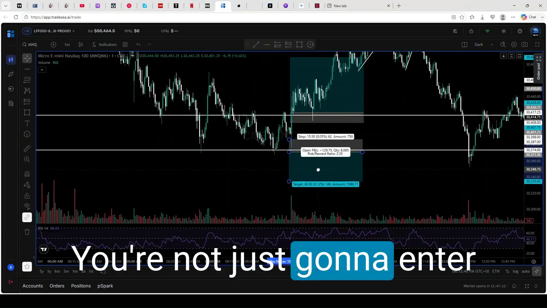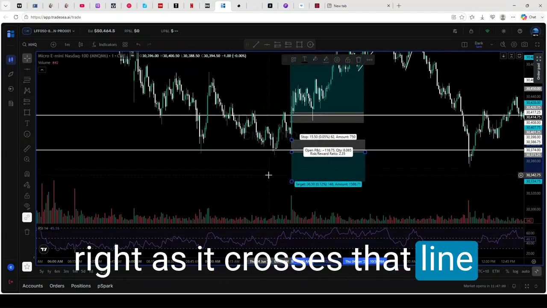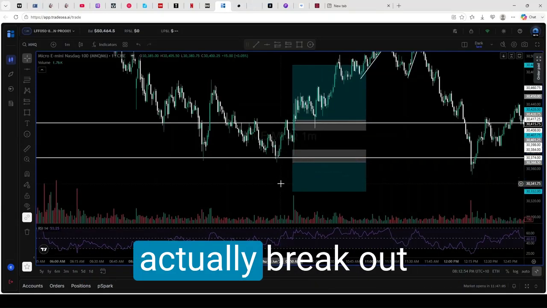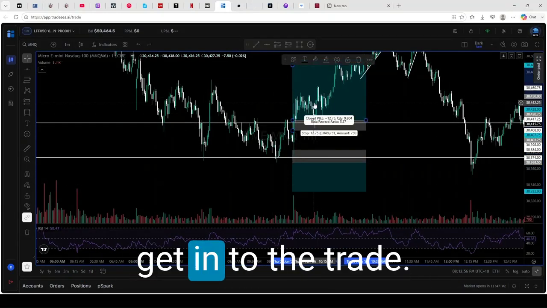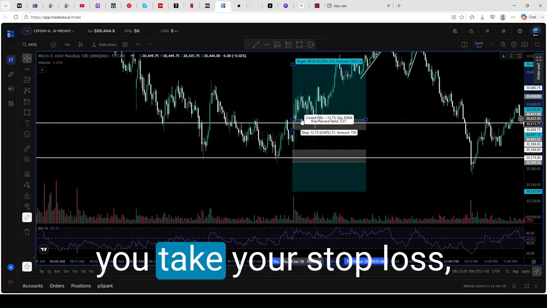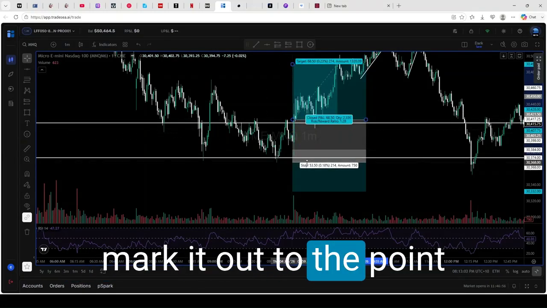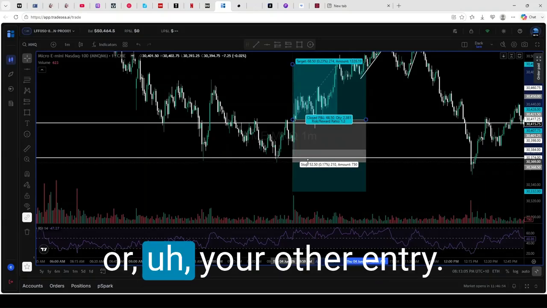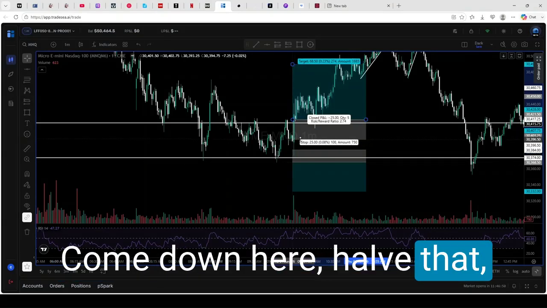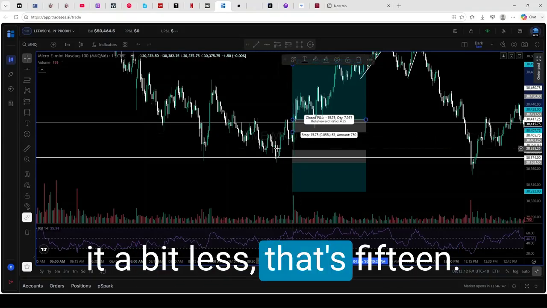You're not just going to enter right as it crosses that line and then make a silly decision. You don't want to do that. Make sure it's actually going to break out first, and then boom, get into the trade. Now, once again, like I said, you take your stop loss and mark it out to the point where you entered from, or your other entry. 50 points, cool. Come down here, halve that, that's 25, and take it a bit less, that's 15.